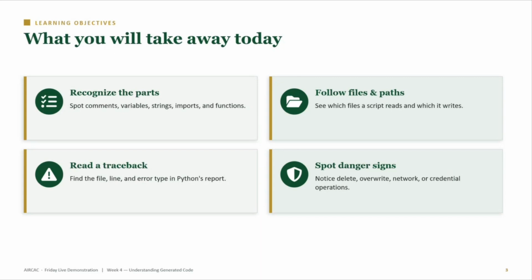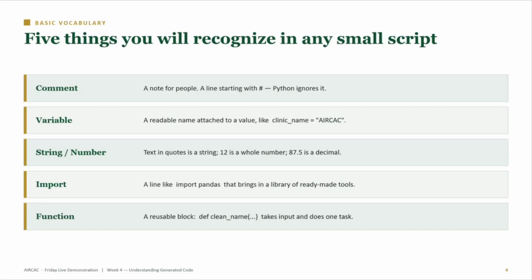So let's say the five things that we need to recognize in any small script. First, the comments, the variables, the strings, numbers, the import, what the import means, and the functions. This is basic, and everybody working in programming needs to know at least these five things. What does comment mean? What is a variable? What is a string, and so on.